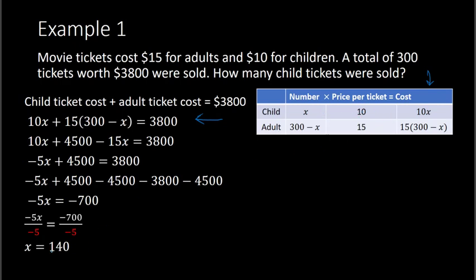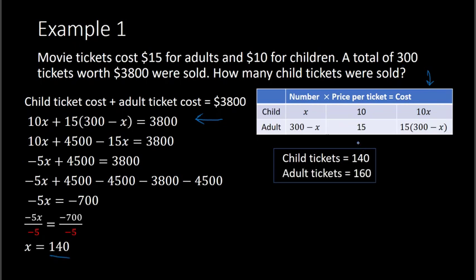All right, so your final answer, after all that said and done, is your child ticket is 140, and if you wanted, you could find the adult ticket. The number of adult tickets, you take 300 minus 140 for a total of 160. So together, that total number of tickets sold is 140 plus 160, which would equal that 300.